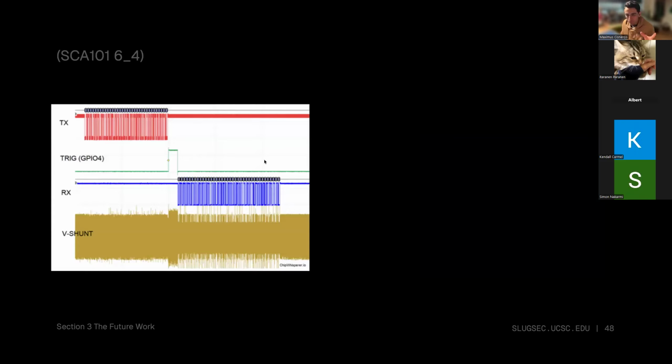So this goes back to something I was doing for the courses. I wanted to verify and demonstrate how you verify that the code is behaving how you expect. So if you look at the courses at SCA 101 6_4, they give you this image, which is basically a UART communication.